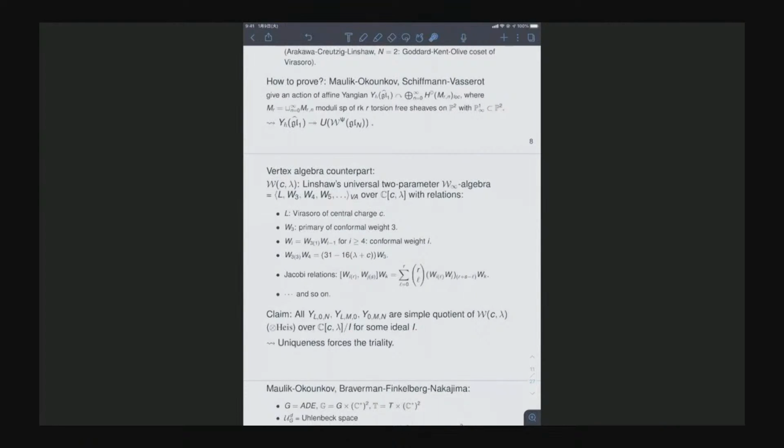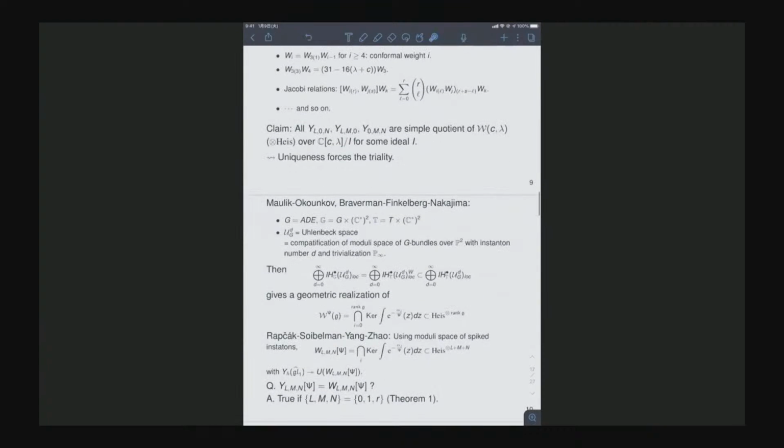But these three algebras satisfy some nice property for generators, so using the uniqueness of the simple quotient forces an isomorphism between the three algebras. This gives a proof of the triality of Gaiotto-Rapčák. So this is a very nice proof.